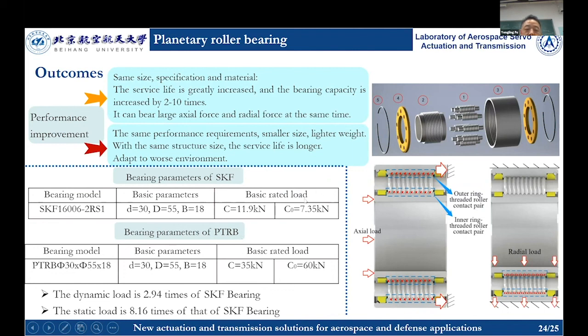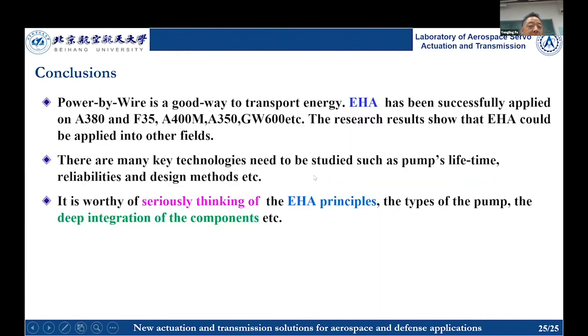The basic rated load has 3 times. This is the result. The last one is the conclusion.